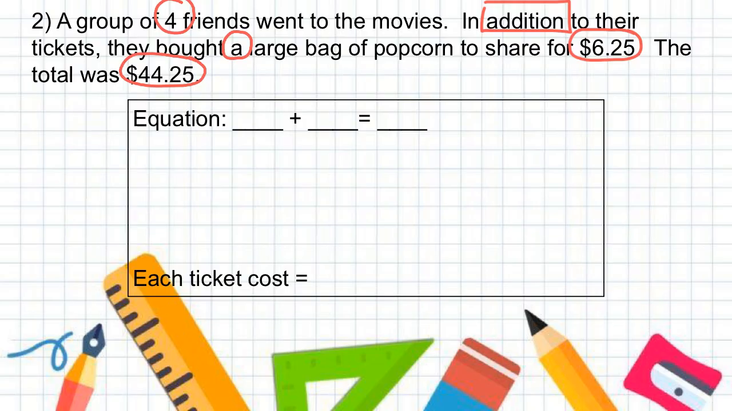All right, it looks like we need 4 tickets and 1 bag of popcorn for a total of $44.25. Okay, now that you have the right equation, I want you to pause me. I want you to solve it and then come back and check.